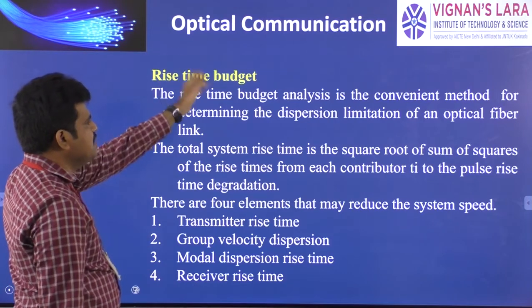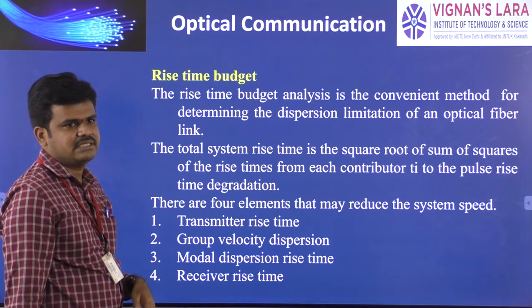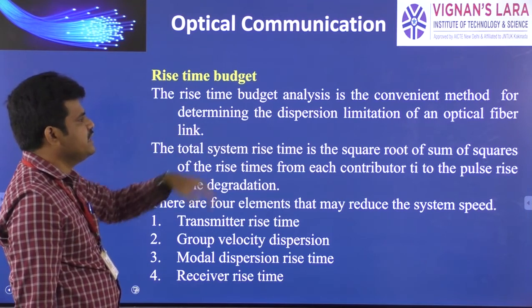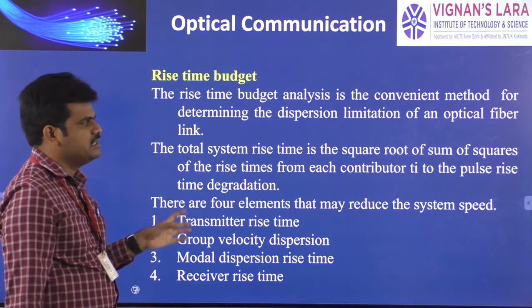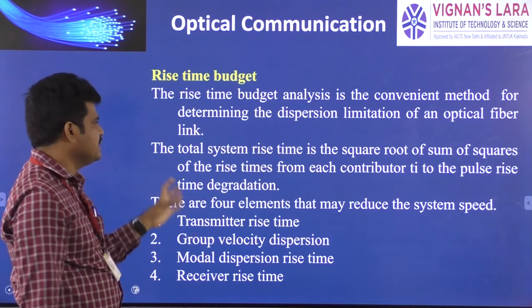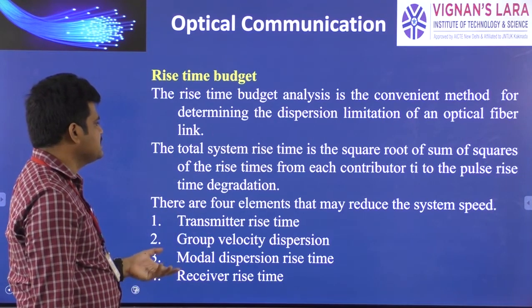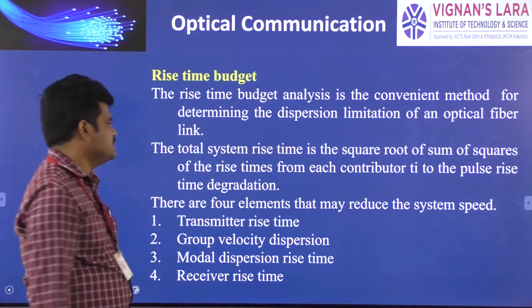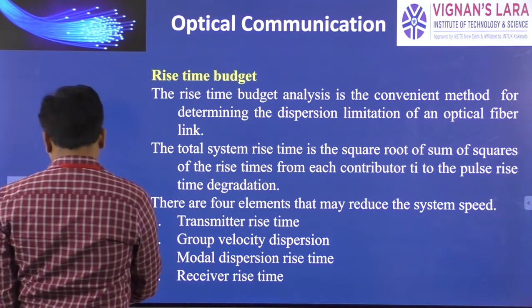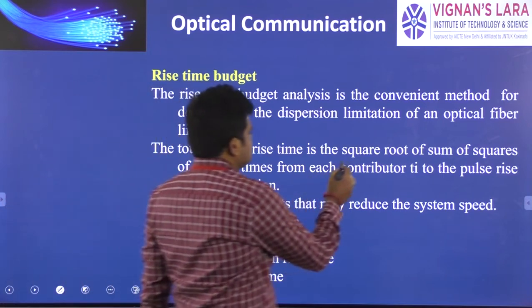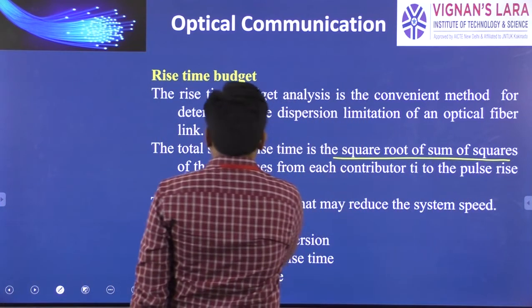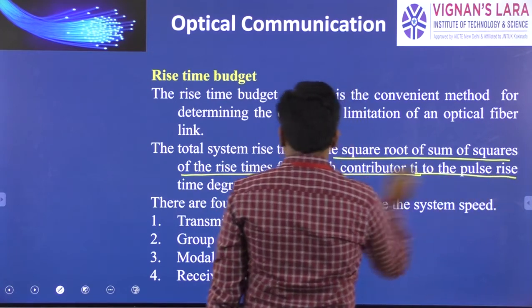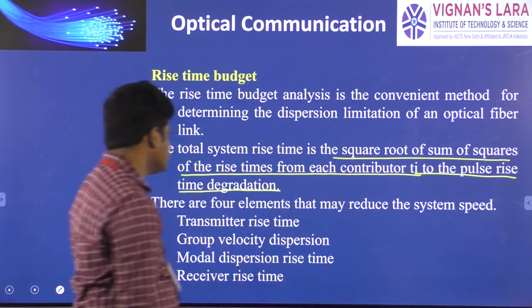The next one is the rise time budget. The rise time budget analysis is the convenient method to determine the dispersion limitation of the optical fiber link. Or you can say the total system rise time is the square root of the sum of the squares of rise time from each contributor Ti to the pulse time degradation.